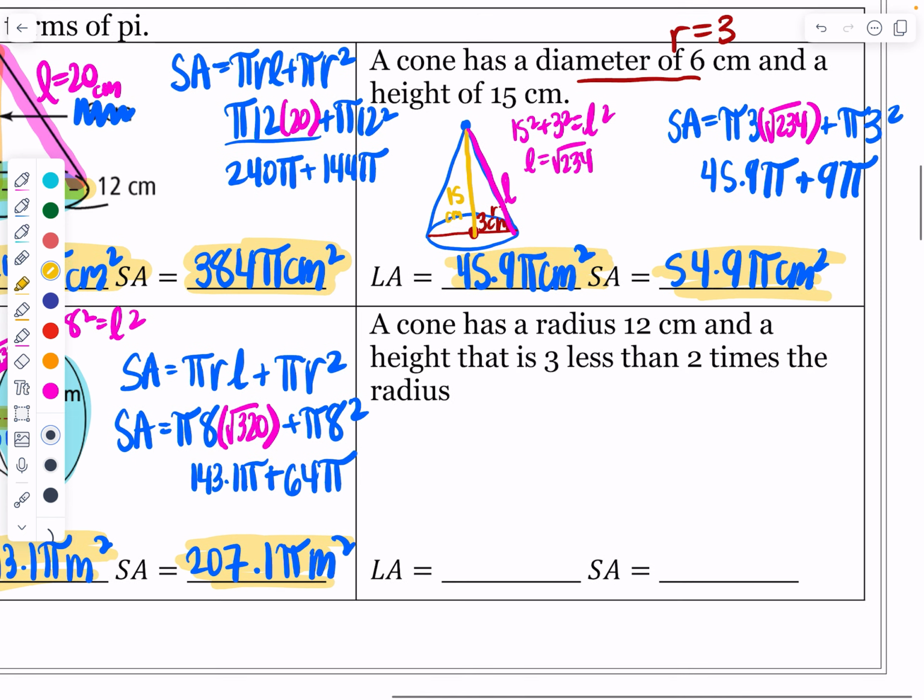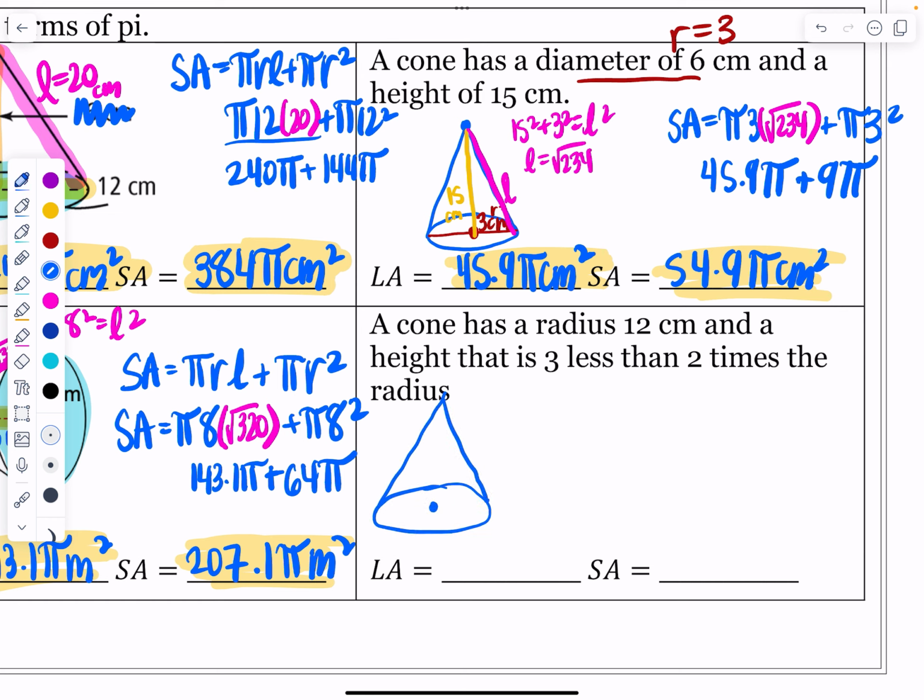All right, the last one, a cone has a radius. Again, we're going to draw this picture. So if in doubt, draw it out. Draw the circle. Have it coming to a point. This one should be a little bit easier. A cone has a radius of 12, so there's my radius of 12 centimeters, and a height that is 3 less than 2 times the radius. Okay, so not quite so easy on this one.